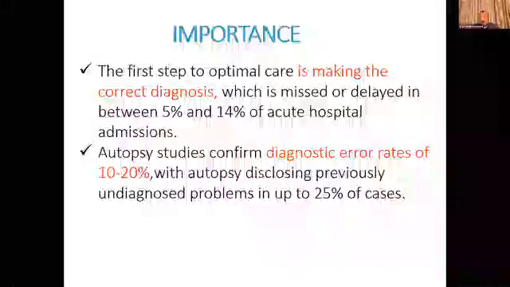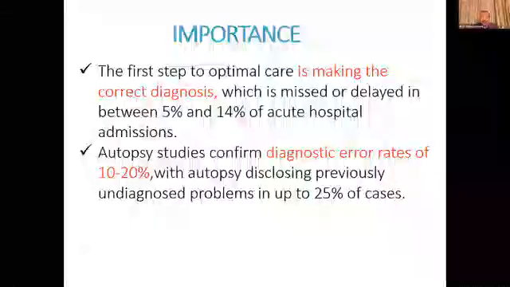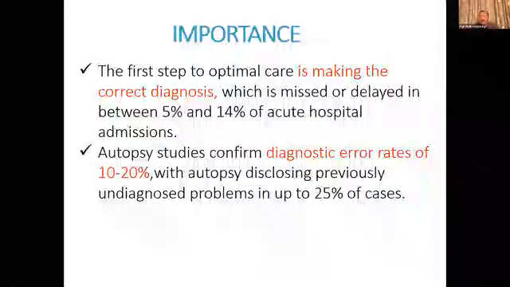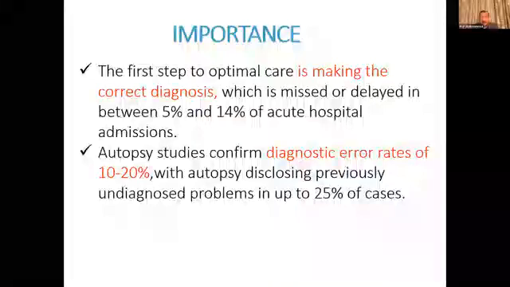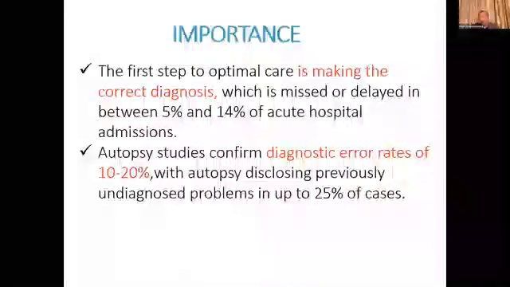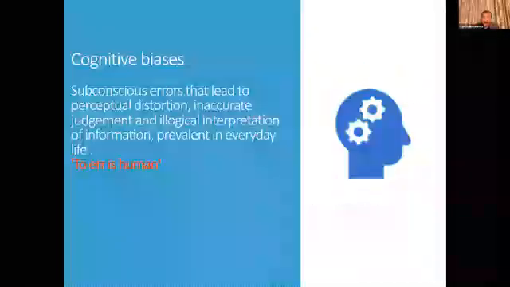What is the importance of reaching a proper diagnosis? The first step for optimal care is to make the correct diagnosis. And this diagnosis can be missed or delayed in between 5 to 14% of acute hospital admissions. And this is an appreciable percentage. Autopsy studies also confirm that diagnostic errors can occur in 10 to 20%, and the autopsy will show undiagnosed problems in about a quarter of the cases. And this is very important.